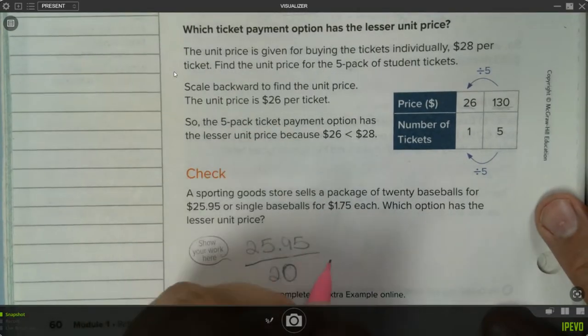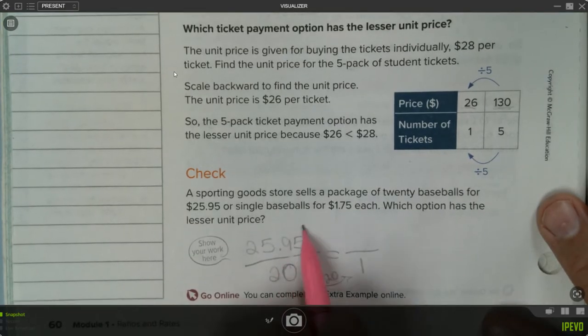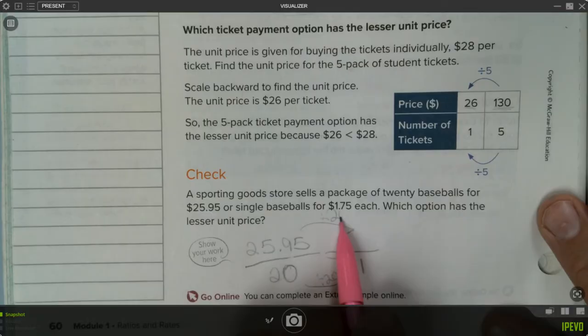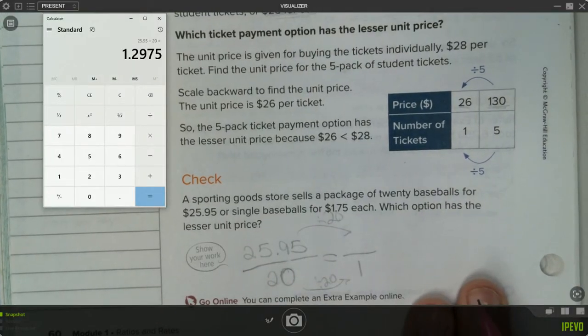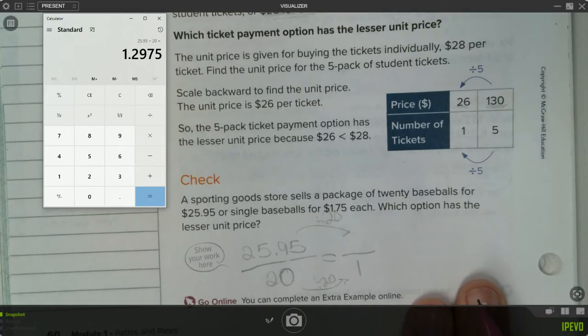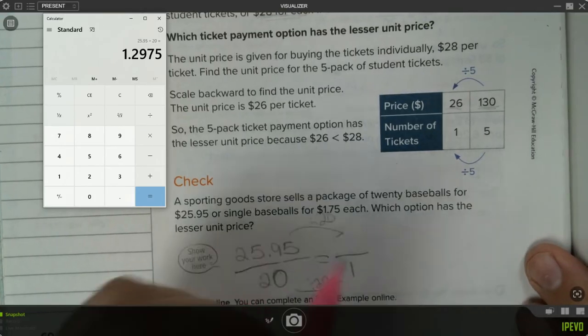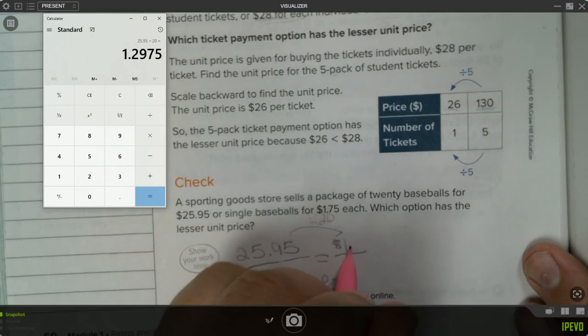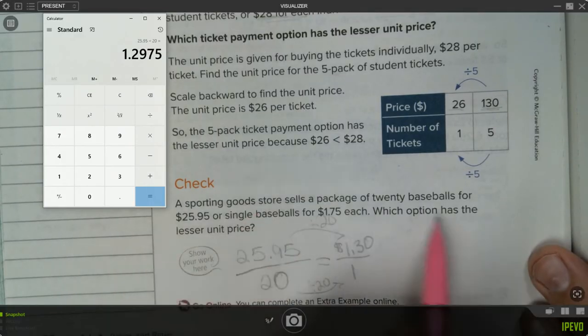So once again, we're getting the baseballs down to 1, which means we're dividing by 20. Do the same thing on the top. Use your calculator. So $25.95 divided by 20 equals 1.2975, and so on. We can round because we're dealing with money. So this would be $1.30 per baseball, basically, when we round up. Now, $1.30 is a lot better than $1.75, so we would want to go with the 20-pack.